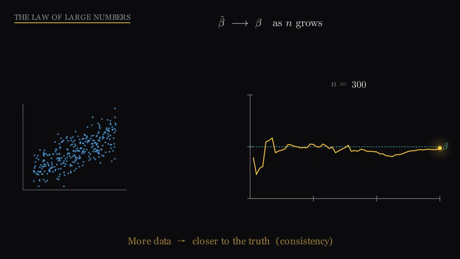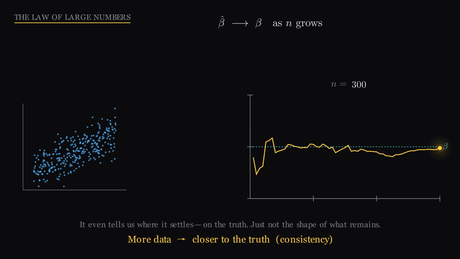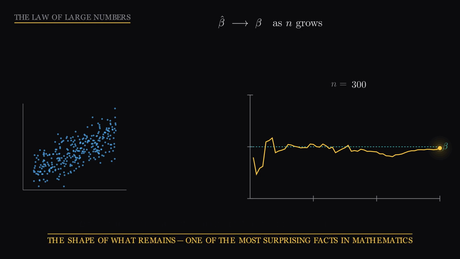But notice carefully what this law does and does not tell us. It tells us the estimate settles down, and it even tells us where, on the truth. What it doesn't describe is the shape of the uncertainty that remains along the way. For that, we need one of the most surprising and beautiful facts in math.